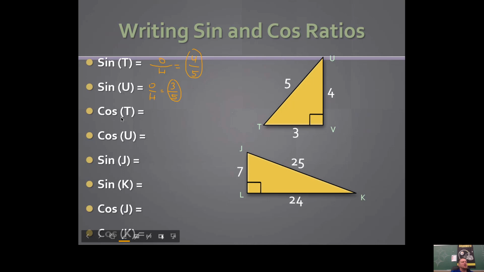Let's switch it up and find cosine. Cosine is adjacent over hypotenuse. We're talking about angle T. So here's angle T. Adjacent, hypotenuse. Cosine of the other acute angle, it's still adjacent over hypotenuse. But when you switch acute angles, you end up switching legs. So your adjacent this time is 4.